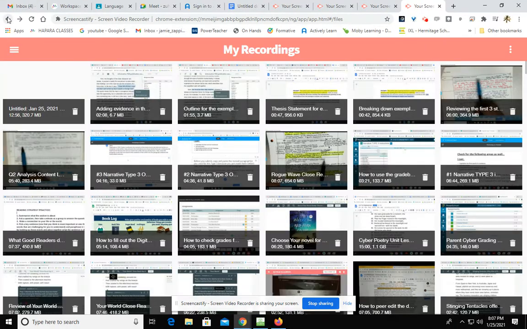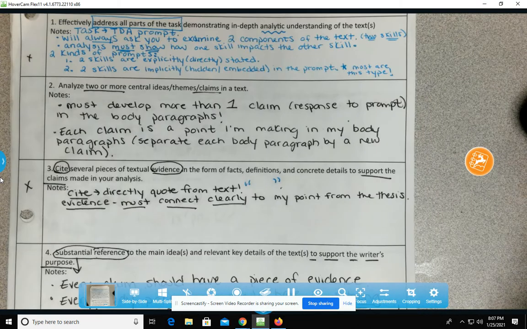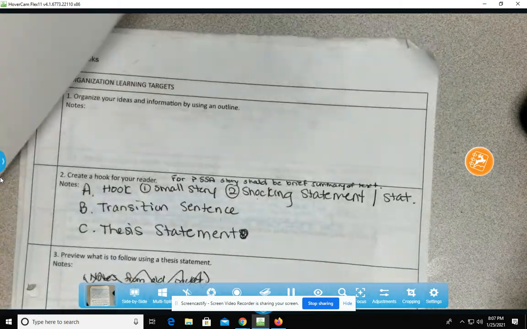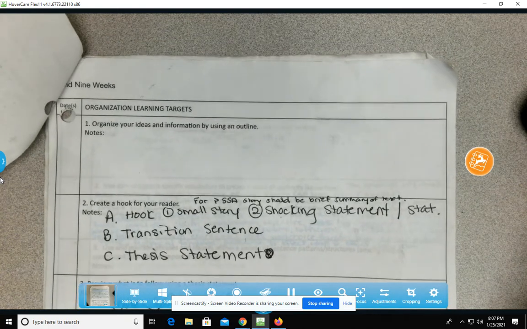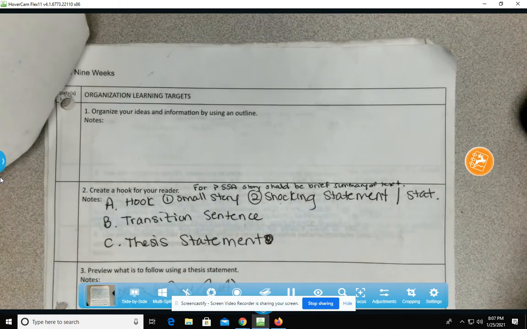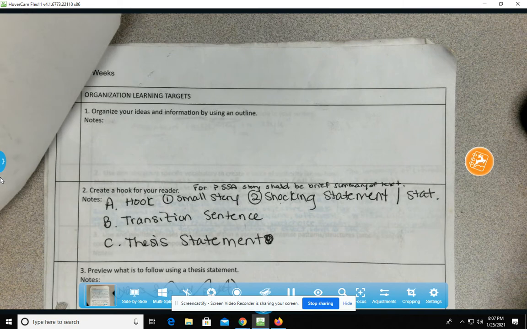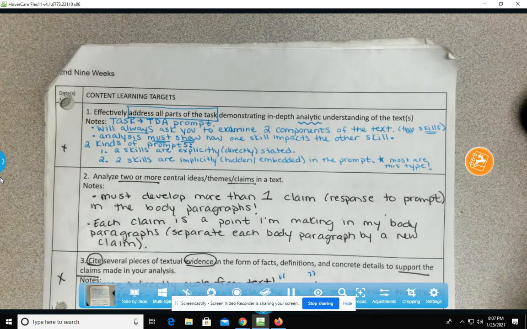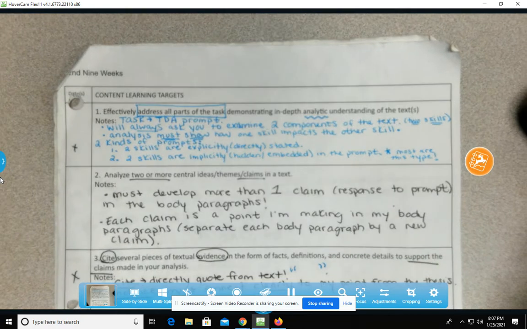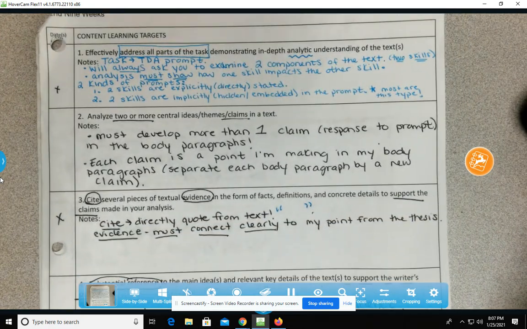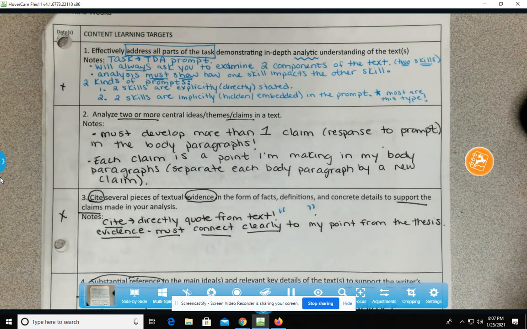So once you go about doing that, as we go back into our learning target packet, the next idea that we need to address is organization number 1, to organize our ideas using an outline, and obviously using our thesis statement to break down and set up that outline. But there are a couple other learning targets embedded into the outline. We also, while we're making that outline, are considering what our claims are.